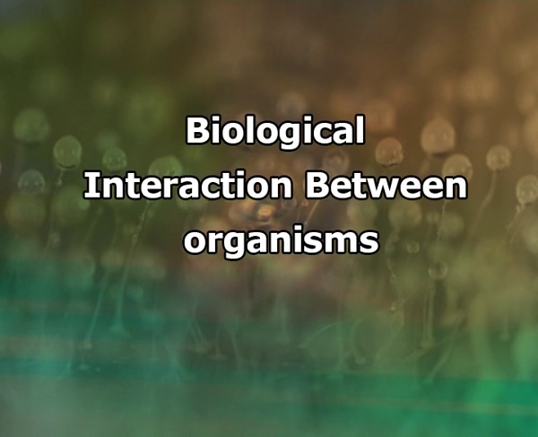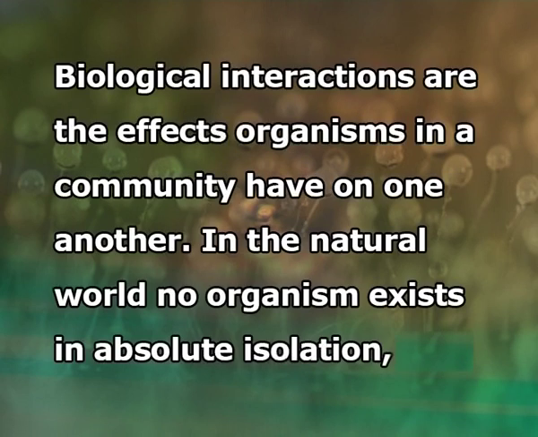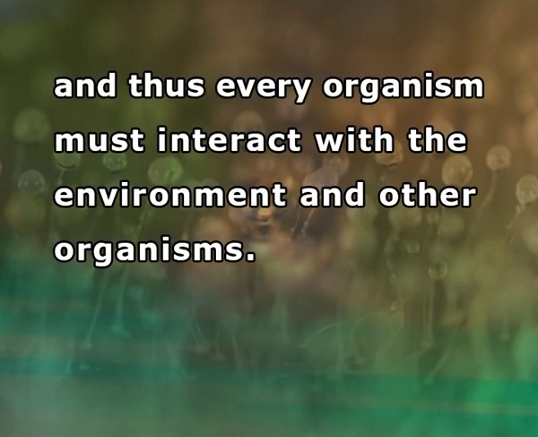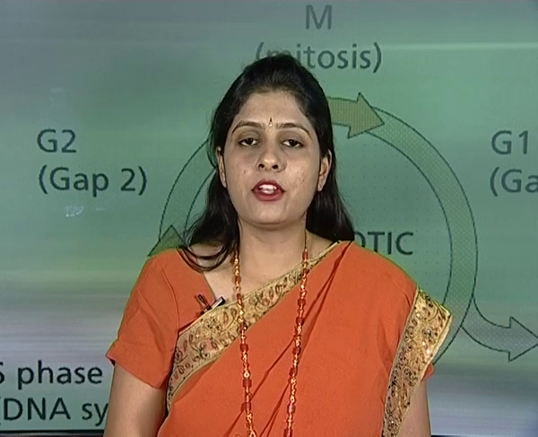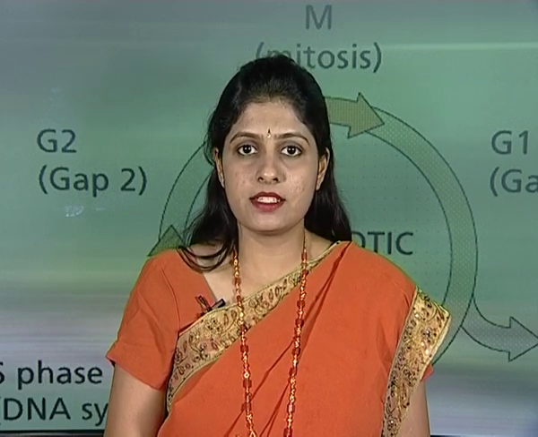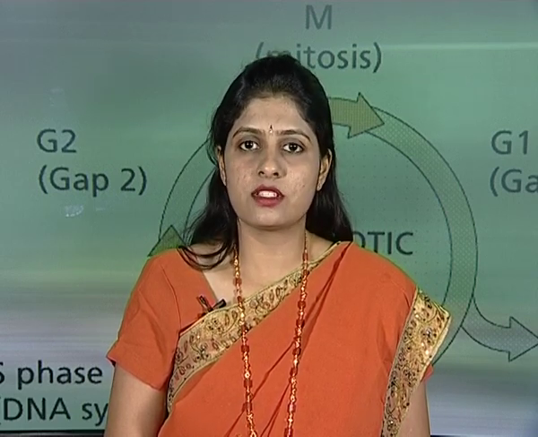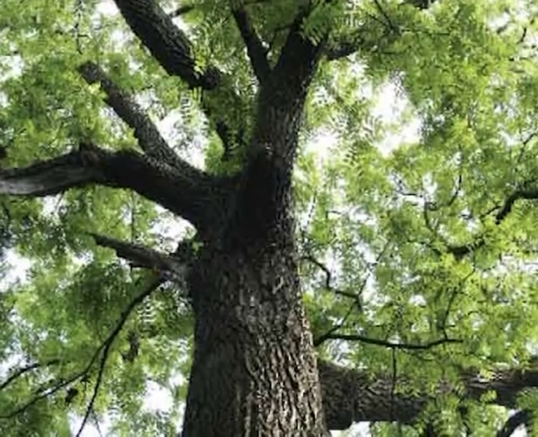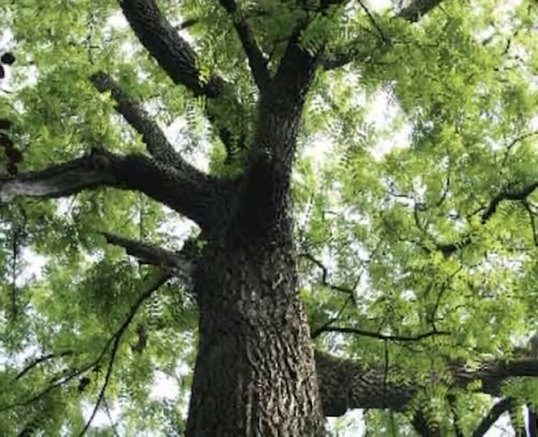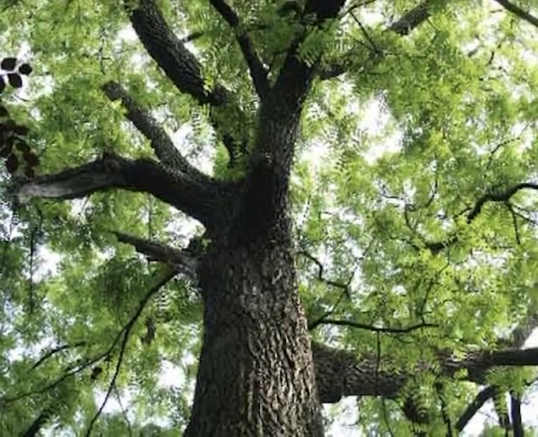Let us now look at biological interaction between organisms. Biological interactions are the effects organisms in a community have on one another. In the natural world, no organism exists in absolute isolation, and thus every organism must interact with the environment and other organisms. An organism's interactions with its environment are fundamental to the survival of that organism and the functioning of the ecosystem as a whole. The black walnut secretes a chemical from its roots that harms neighboring plants, an example of antagonism.